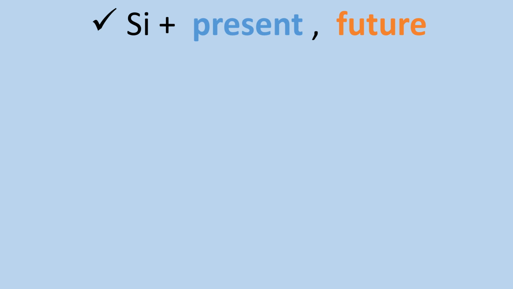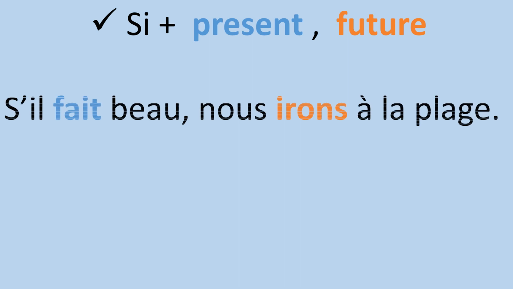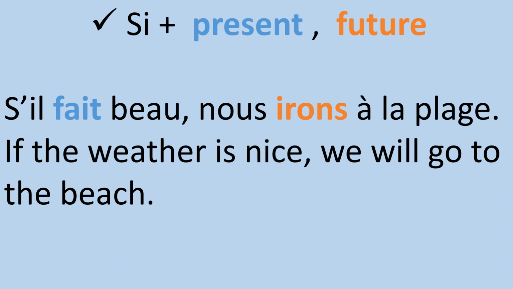Now, a structure you need to know after si, which is if, we need to use the present tense in the first part of the sentence and then the future. So here's an example. S'il fait beau, nous irons à la plage, which means if the weather is nice, we will go to the beach. So you have to be careful. The first part is always in the present, and if it's in the present, the second part has to be in the future.